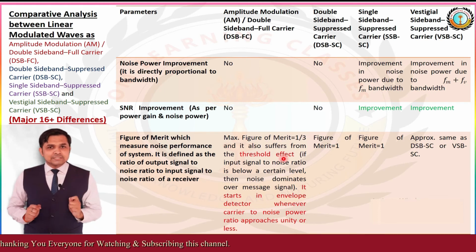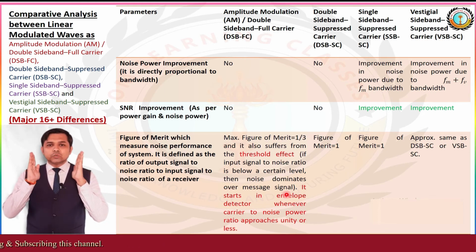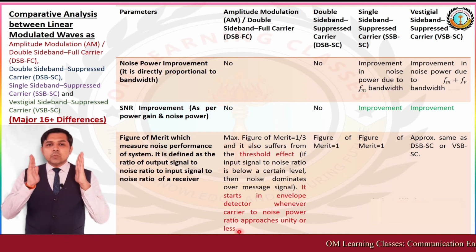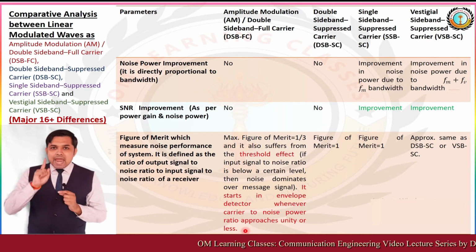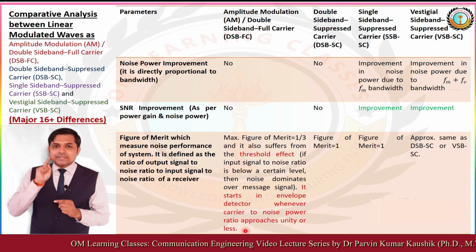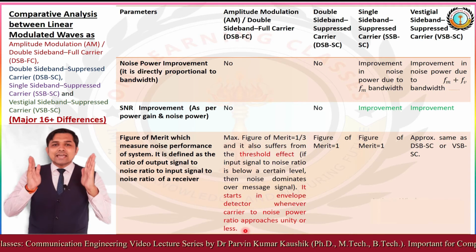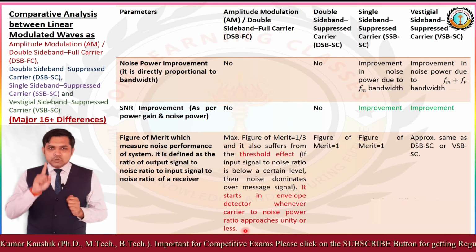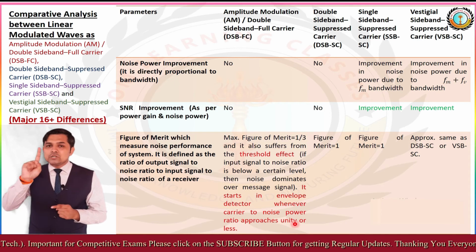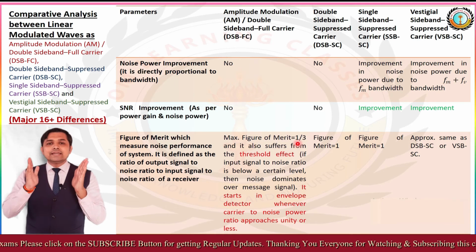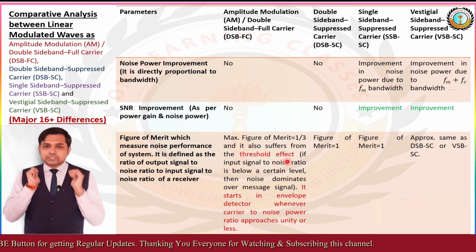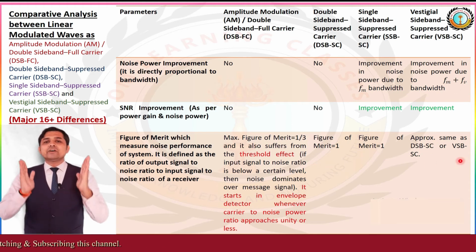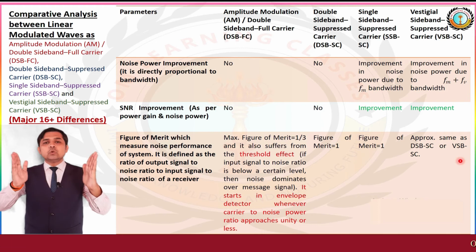And what is threshold effect? If the input signal to noise ratio is below a certain level, then the noise dominates over the message signal, and it starts in the envelope detector whenever the carrier to noise ratio approaches unity or less. So in AM the figure of merit is equal to 1/3, and there is also threshold effect. And for our suppressed carrier modulation schemes, the figure of merit is equal to 1.